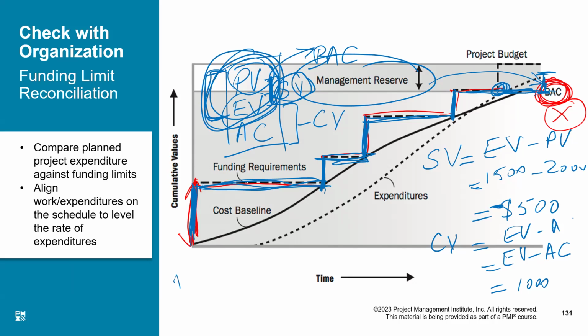EV minus AC. What was the earned value? Earned value, as you see, is 1,500, and actually we spent 2,500. That means we have overspent by $1,000. The job we have done is worth $1,500, but we have paid $2,500 for it. So we are behind, we have overspent by $1,000, which is not good.